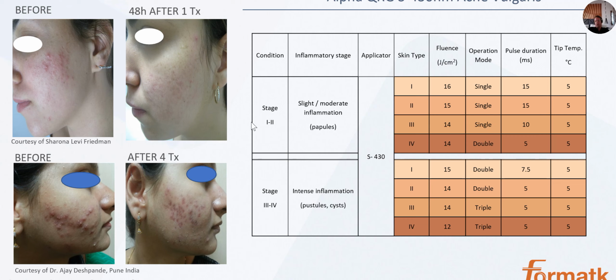I wanted to inform you that with the 3D IPL, why it's called 3D, because you can choose the fluence, the operation mode, the pulse duration, and the tip temperature. Not every IPL lets you adjust the temperature to your liking. The additional cooling makes it easier to treat the patient.